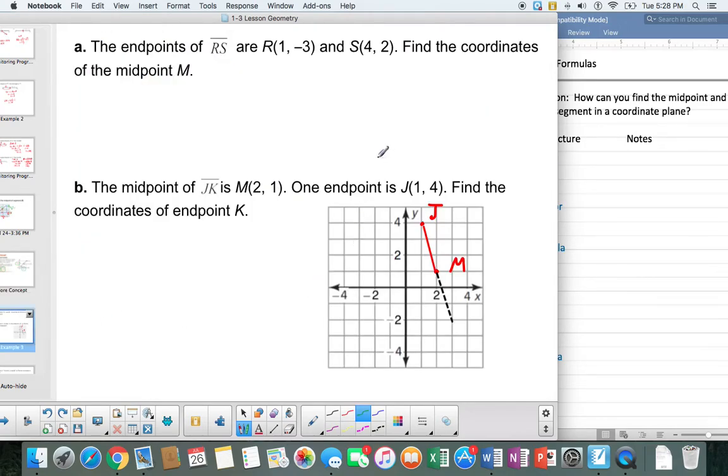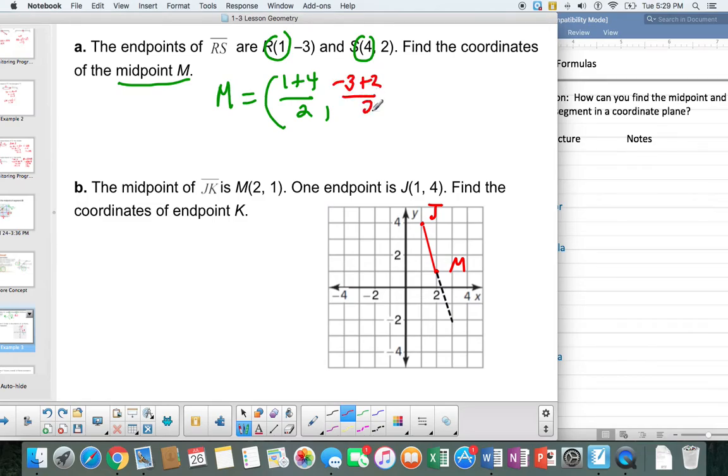All right, let's go ahead and do some examples. I'd like to find the midpoint. So I'm going to take the two x's, add them up and divide by 2. So midpoint M will be equal to 1 plus 4 divided by 2. Now I'm going to take the two y's, which is -3 plus 2, and divide by 2. And if I simplify, the answer is going to be 5/2, and then this answer will be -1/2. So this will be the midpoint.